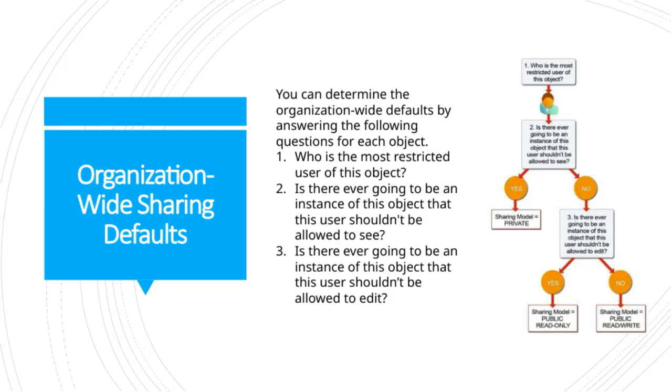Let's talk about how to determine the organization-wide defaults for sharing. The key is to ask some important questions for each object. First, think about who is the most restricted user for that object. Who is the user that should have the least access? Then, consider if there might be any instances of this object that this user shouldn't see at all. It's important to identify those cases. Next, ask if there could be any instances where this user shouldn't be allowed to edit the object. These questions help us set the default sharing rules in a way that aligns with our security and access needs.